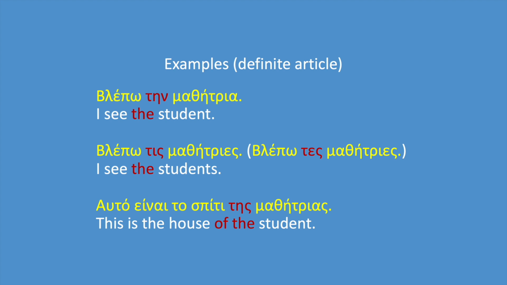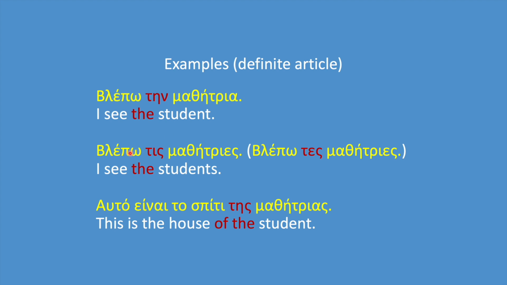The simplest case is the use of these words as definite articles. Βλέπω την μαθήτρια. I see the student. Here the verb βλέπω takes a direct object. What do I see or whom do I see? The student. So the student is the direct object, and we use the accusative case, την μαθήτρια.